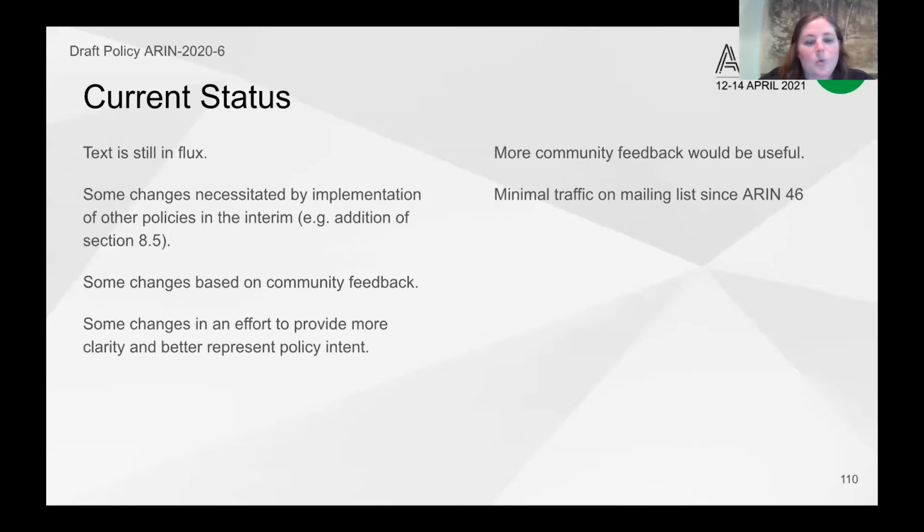So we're still working on the current text. We've gotten some feedback from the community, but it's sort of tapered off over time. So in this meeting, we would really like to have some feedback on a couple of key points so we can figure out exactly how to modify the text to make sure it fits with the desires of the community. Next slide, please.